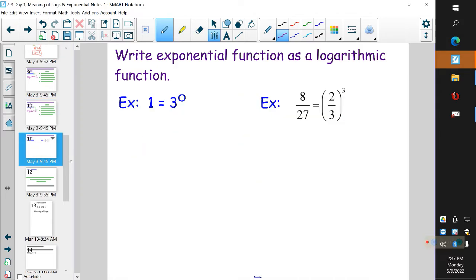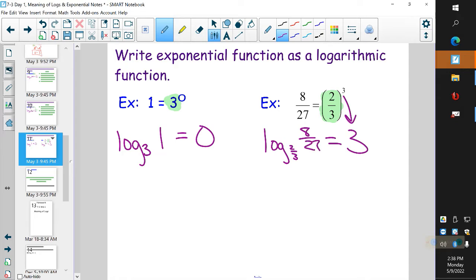Write an exponential function as a logarithmic. Okay? Which one has the exponent? The 3 has the exponent. So this is going to be log base 3, leave a space, put the power as 0, and then drop down the 1. Over here, which one has my power? The 2/3 has my power, so this is going to be log base 2/3, leave a space, equals, drop down the power, and then drop down the bigger number.